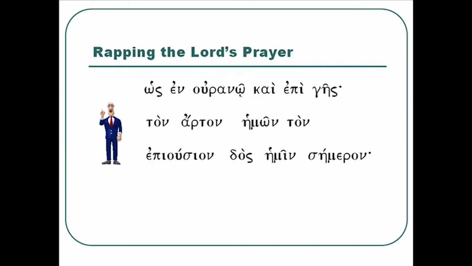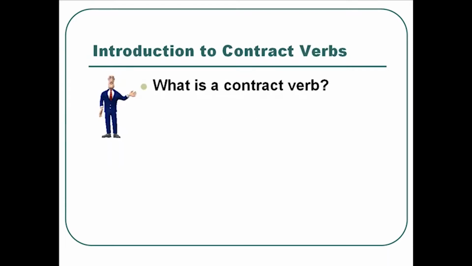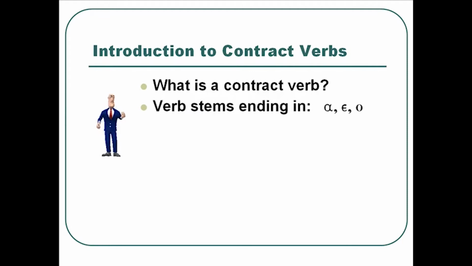All right, let's take a look at the contract verbs now. First of all, let's define what is a contract verb. A contract verb is a verb that ends in an alpha, epsilon, or omicron, as opposed to an omega-ending verb that we've studied so far. So the vowel stems will end in the alpha, epsilon, omicron.